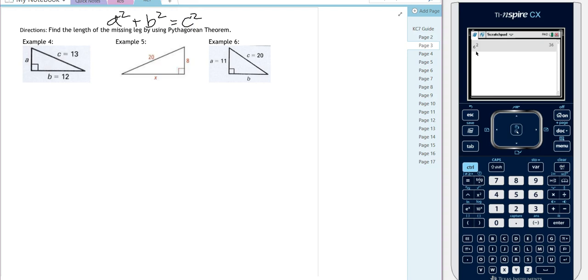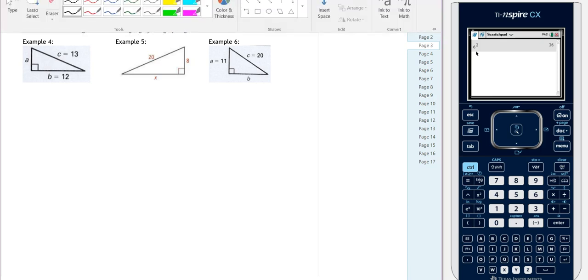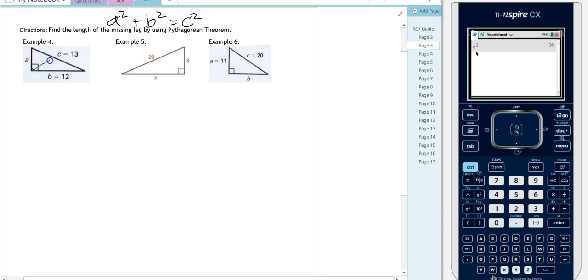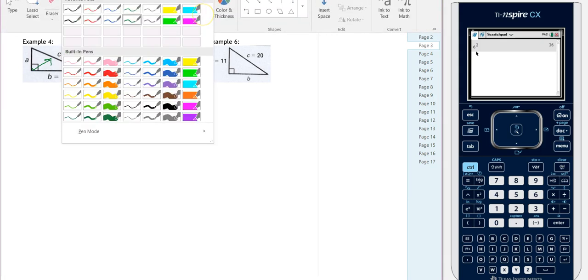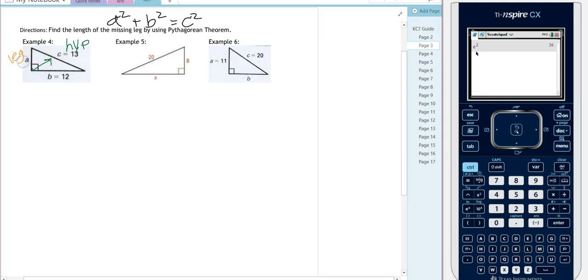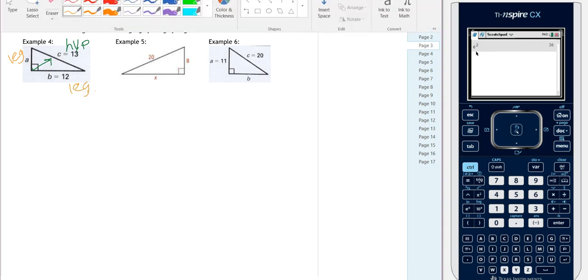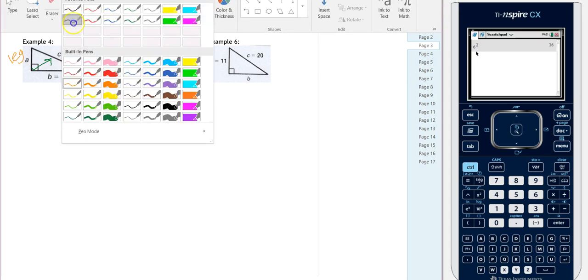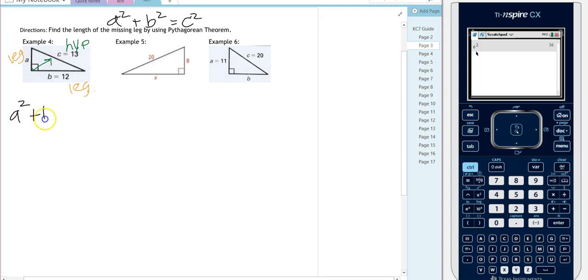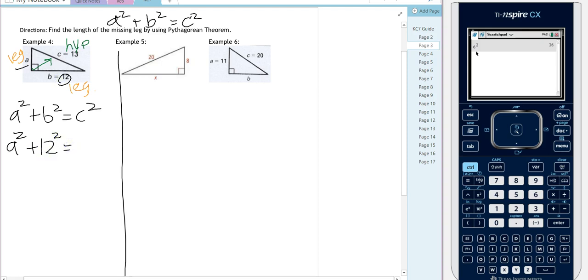Looking at our first example here, I'm going to go ahead and label. This is my 90-degree angle, so across from it, this is my hypotenuse. And my two legs, leg and leg, which are my A and B. So when I set this up, I'm going to have A squared plus B squared equals C squared. That's my formula. And I'm going to substitute what I know. Well, I don't have A squared, so I'm going to bring that down. That's one leg I'm trying to solve for. B squared was 12, so therefore this is going to be 12 squared equals C squared.